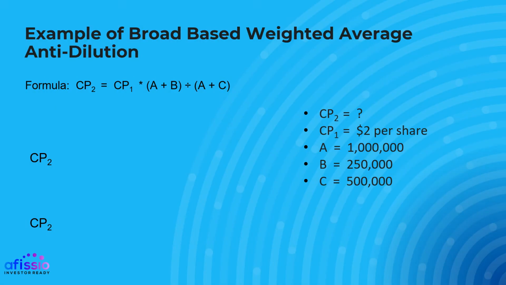Here, we plug the numbers in our formula. CP1, which is 2, multiplied by A plus B, which is 1,250,000, divided by A plus C, which is 1,500,000, equals 1.67. Conversion price 2, or CP2. There's just one more step.